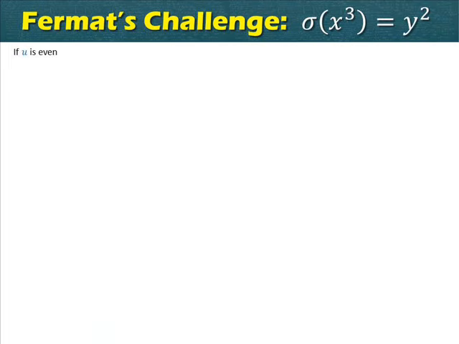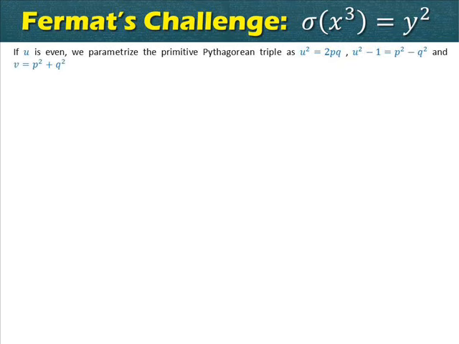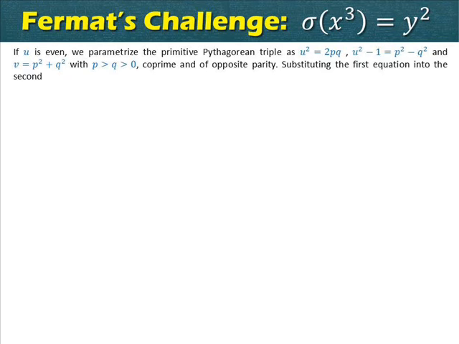If u is even, we parameterize the primitive Pythagorean triple as u squared equals 2pq, u squared minus 1 equals p squared minus q squared, and v equals p squared plus q squared, with p bigger than q, both bigger than 0, coprime, and of opposite parity. Substituting the first equation into the second gives this expression. Hence, q times (2p plus q) equals p squared plus 1.